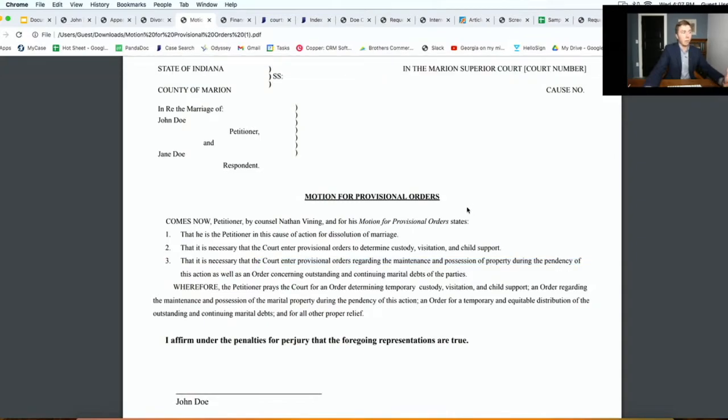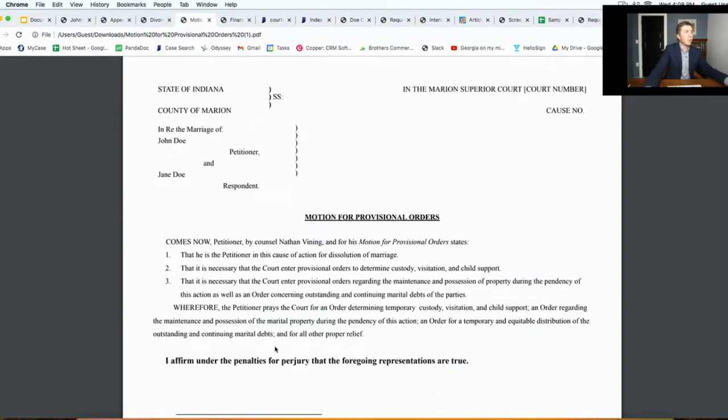So the request for provisional orders can be pretty simple. It basically indicates to the court what you want to see happen. In this case, where they had kids, it's requesting the court determine the issues of custody, visitation, and child support, as well as make orders with regard to the possession of different property throughout the pendency of the action. And then it's also verified under the penalty of perjury, and he would also have to sign this. So that's basically a sample motion for provisional orders.